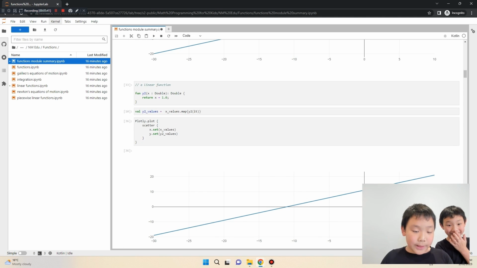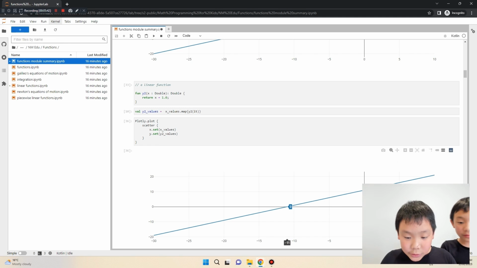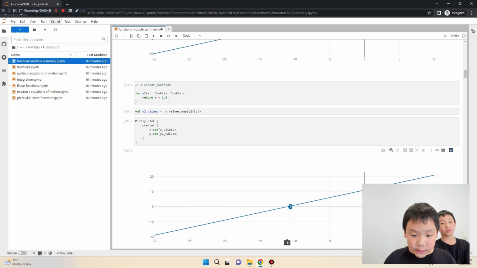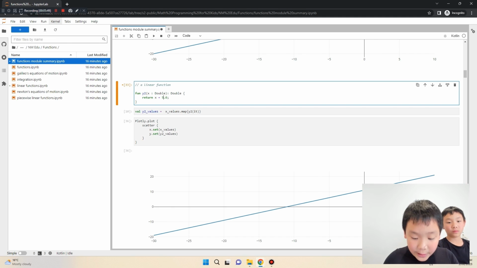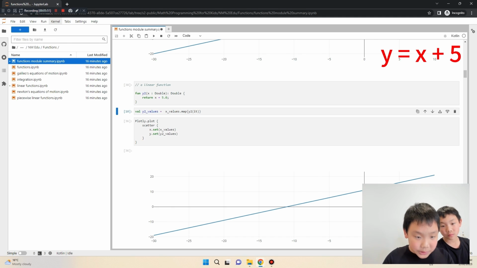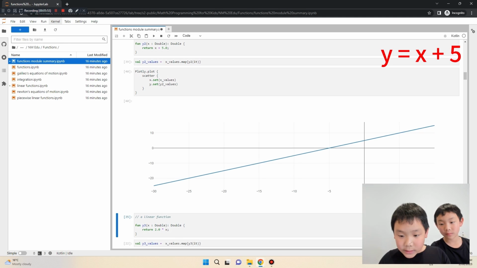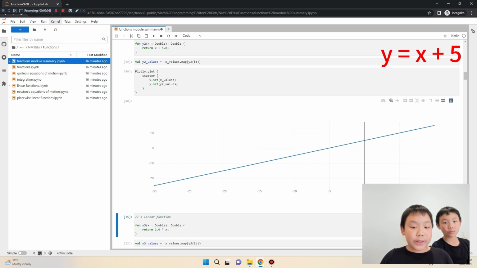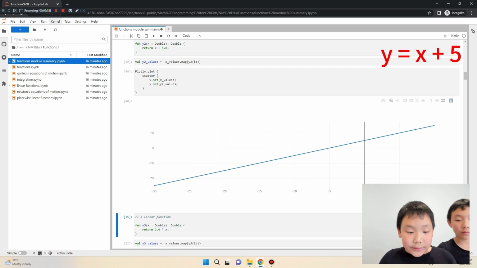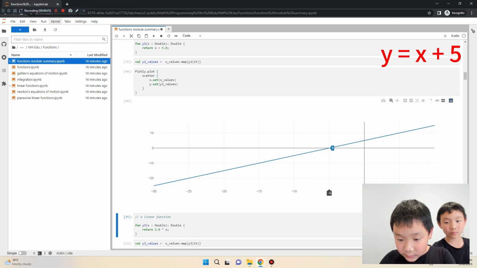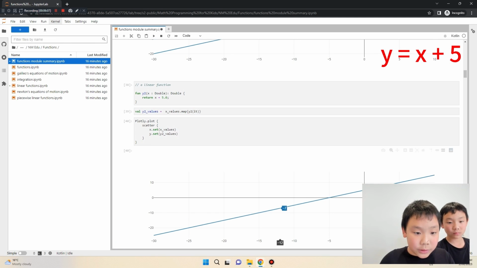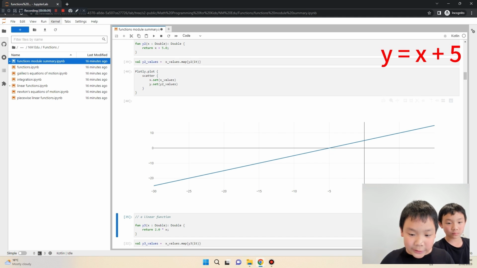Now we're going to change the offset. Right now the offset is 1. Let's change it to 5 so you can see the changes. See, now because we changed the offset, the line always intersects at the point 5. The first intercept is always at 5, because it's adding the offset, I'm pretty sure.